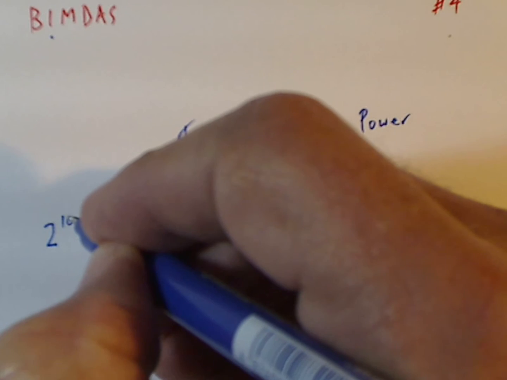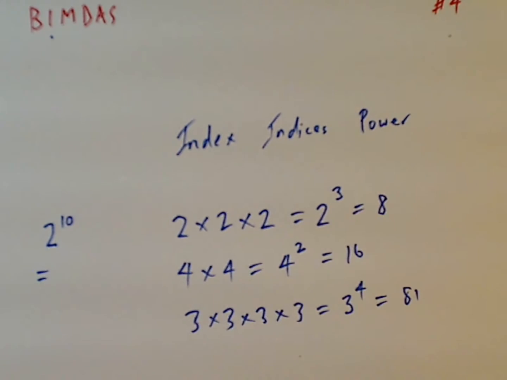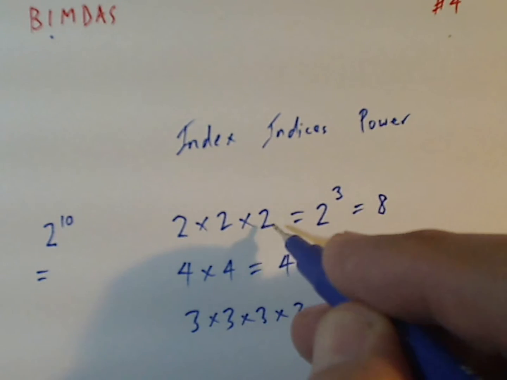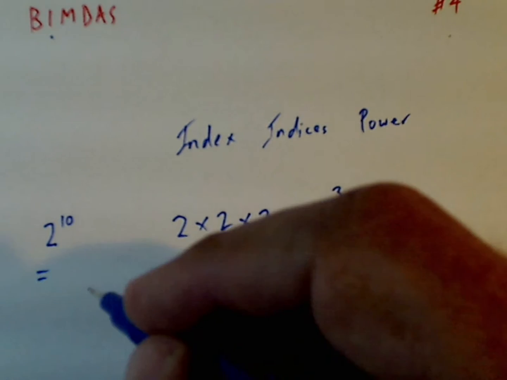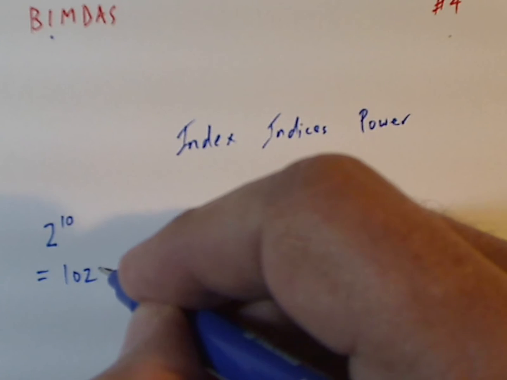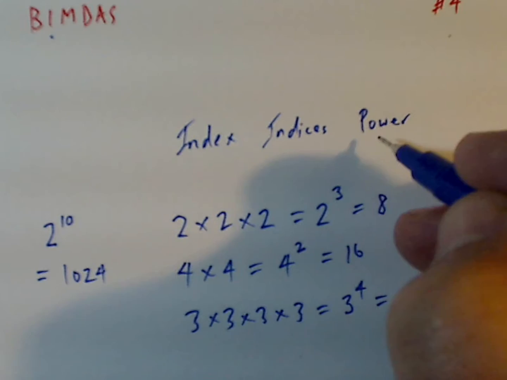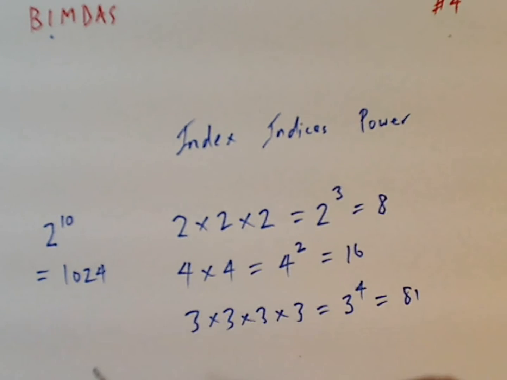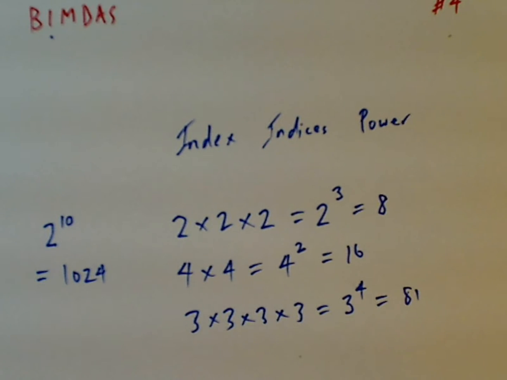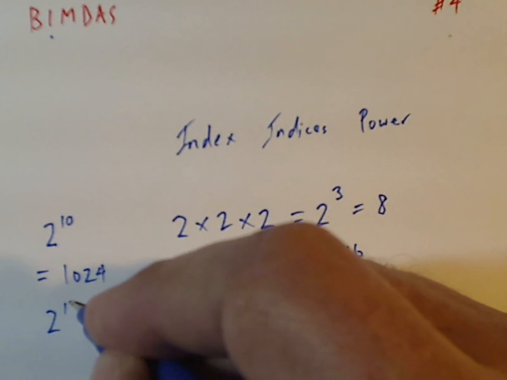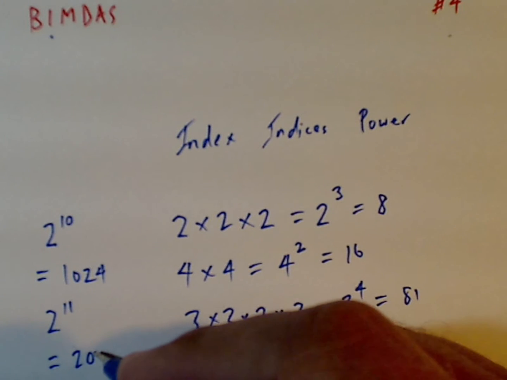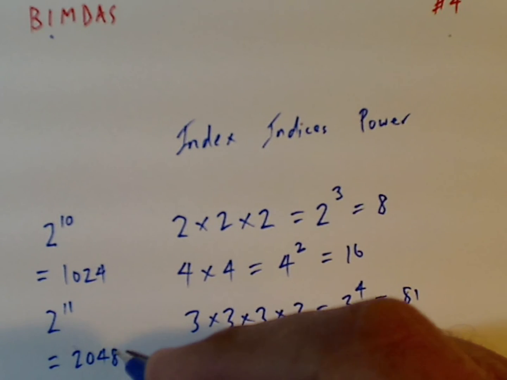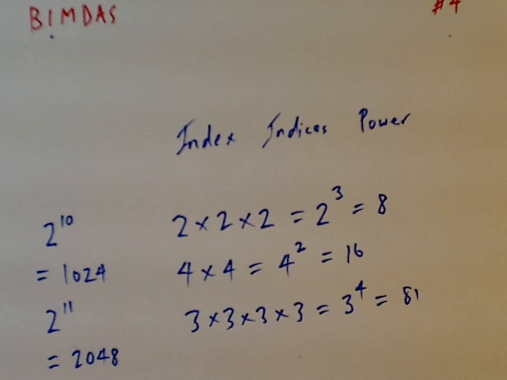2 to the power 10, just for example, means 2 times 2 times 2, 10 times. Now if you work that out, what you will find is that it becomes 1024. And that's where the term power comes from, doesn't it? There really is some power. 2 to the power 10 is 1024. Of course, if you go 2 to the power 11, you're doubling 1024, which would become 2048. So these numbers can become very large very quickly. So that's what an index is.